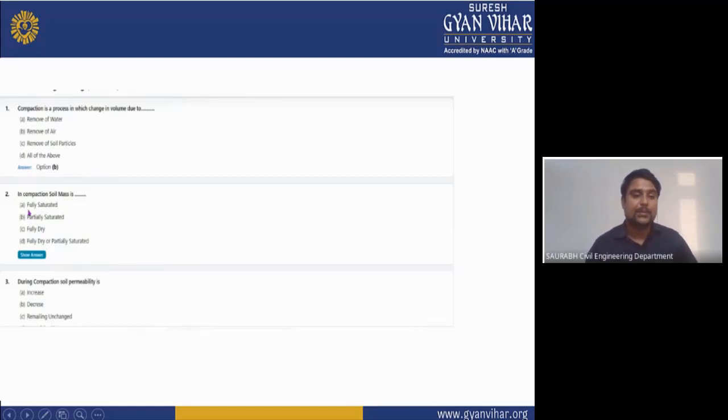Now we will see: in compaction, soil mass is. It is asking what will be the effect on your soil mass in compaction. First is fully saturated. Second one is partially saturated, then fully dry, and last one is fully dry and partially saturated. Let's see what will be your right answer. The right answer will be fully dry and partially saturated. This is a very important question, and this question may be asked in government exams. So you need to remember what the answer is and what the meaning of soil mass is.